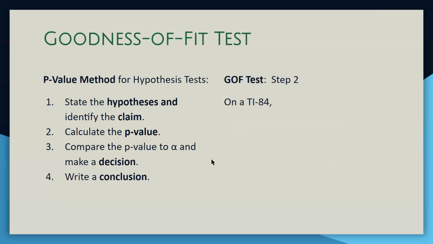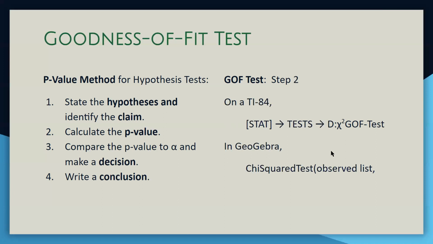For step 2, we're going to calculate our p-value. So on a TI-84, you're going to go to that stat tests menu and scroll down to option D. And there is a function called chi-square GOF test. And that's for goodness of fit specifically. In GeoGebra, you're going to use the chi-squared test, and you're going to enter the observed data first, and then the expected data second. And remember that it's asking for lists of data.